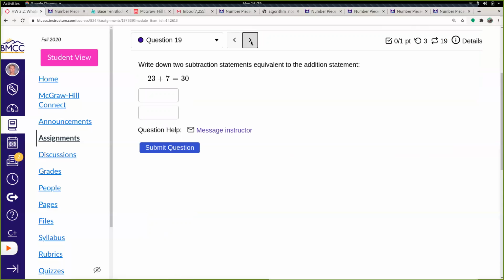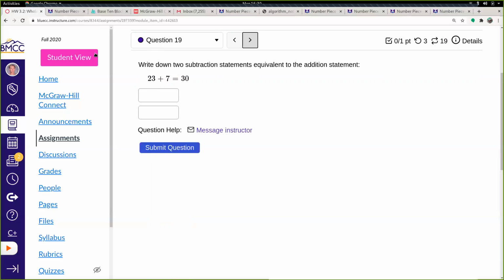Okay, so this one I didn't talk about yet, but there's fact families that are involved when we do addition, subtraction, multiplication, and division. And any particular addition, subtraction, multiplication, or division problem is part of a set of 4. Okay? So for example, 23 plus 7 equals 30. There's actually 4 members of this family right here.